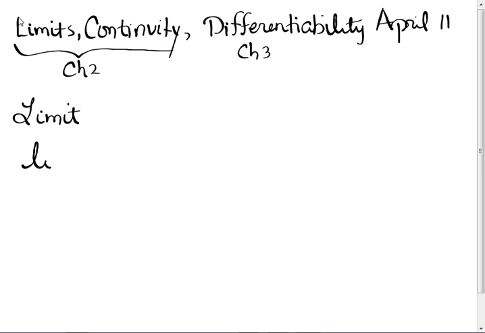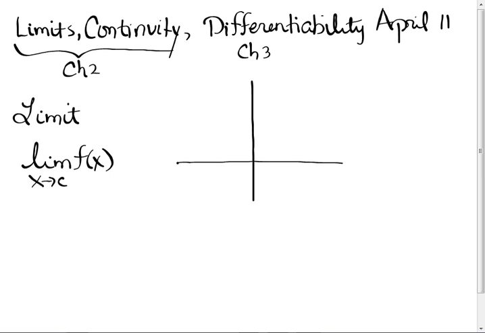If I say the limit as x approaches c of f of x, what is a limit? Let me draw a picture. As x gets close to this value here, I'm asking you, what is the function getting close to? That's all it is. So you know what a limit is? It's the y coordinate. That's all it is.